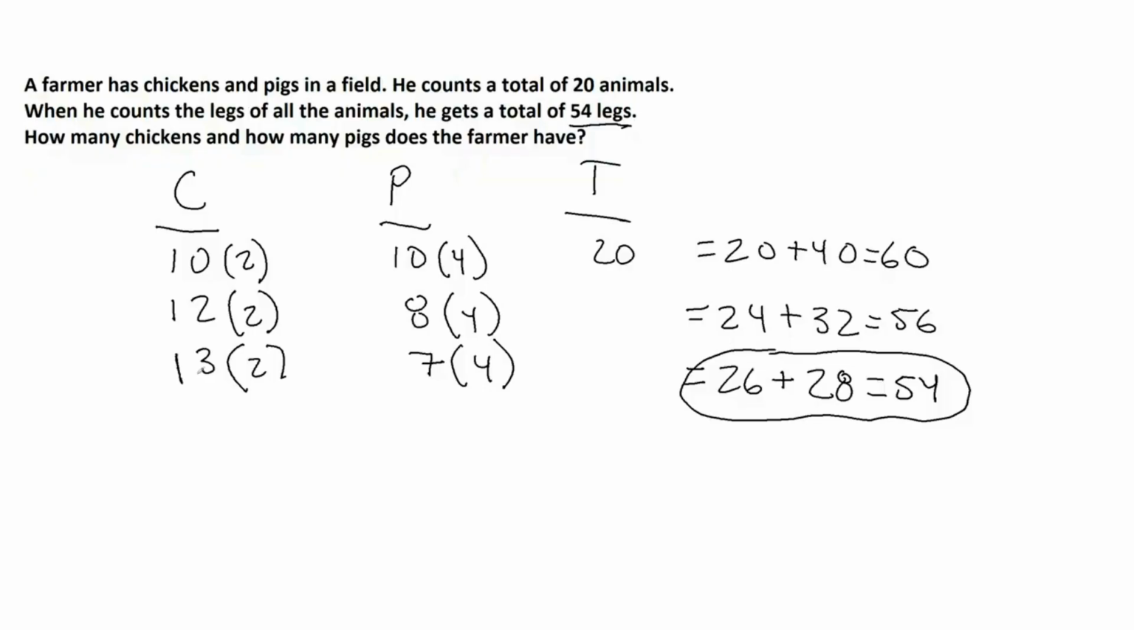So let's make sure what they're asking us here. They asked how many chickens and how many pigs does the farmer have? Well, they have 13 chickens and 7 pigs. Voila.